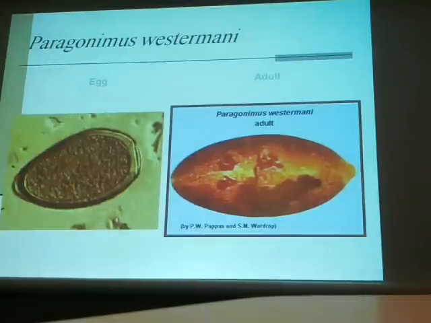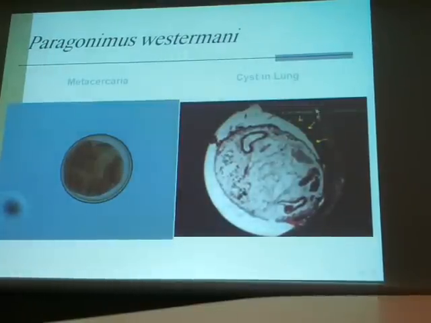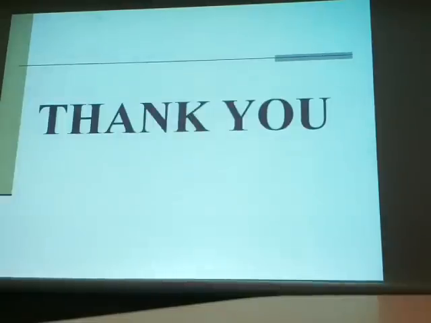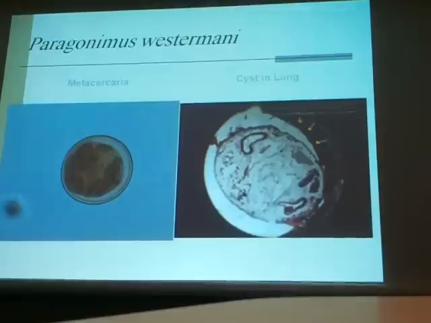We said the adult, by the way, has two suckers: the oral sucker and the ventral sucker, and both sexes are found in the same worm. This is the metacercaria, which is the infective stage for a human, and this is the cyst in the lung. The adult forms a cyst in the lung. Any questions? Okay, thank you.